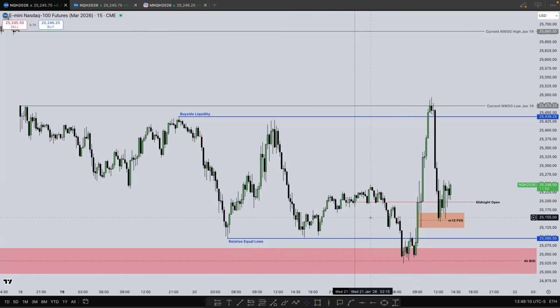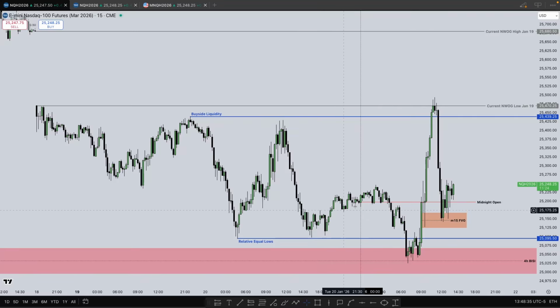Now, starting on a day, the midnight open here, price has just been trading lower below the midnight open, and we know if you are bullish, we want to buy below the midnight open to go to a certain point of liquidity. In this case, we had relative equal highs, and we wanted to see if price can potentially go into the current new week opening gap.